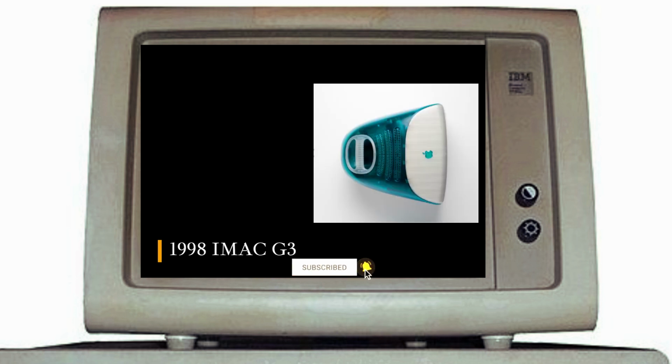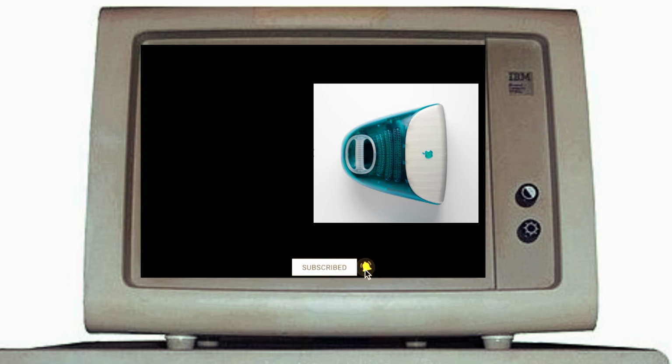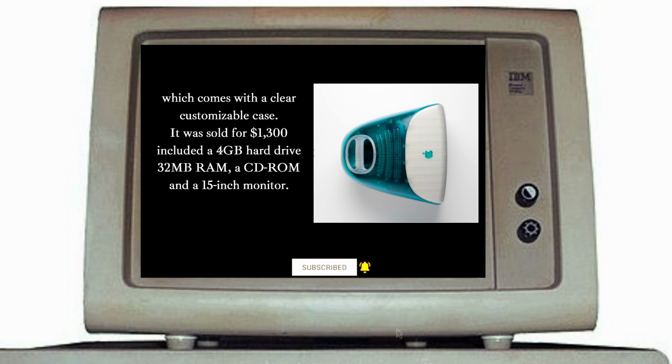1998, iMac G3. The 90s were decisive for the Apple brand. They made an innovation, introducing the iMac G3, which comes with a clear, customizable case. It was sold for $1,300 and included a 4 GB hard drive, 32 MB of RAM, a CD-ROM, and a 15-inch monitor.